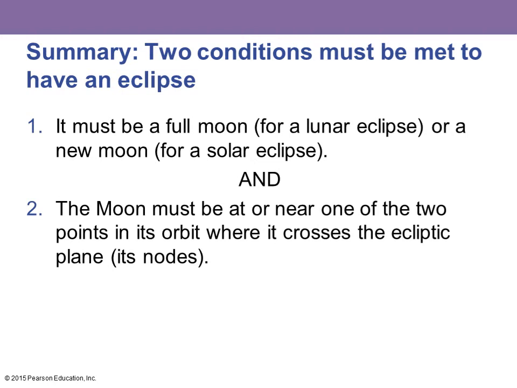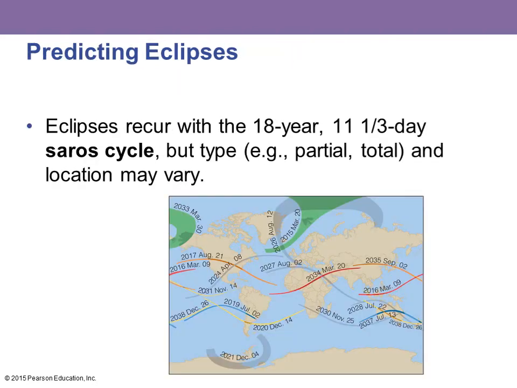So it must be a full moon for a lunar eclipse or a new moon for a solar eclipse. Got to have a new moon or a full moon phase. And the moon must be at or near one of the 2 points in its orbit where it crosses the ecliptic plane. If they're not lined up, there's no eclipse.